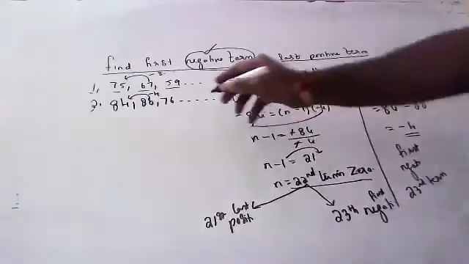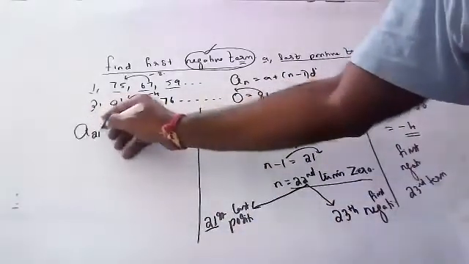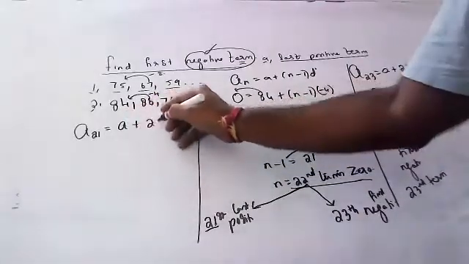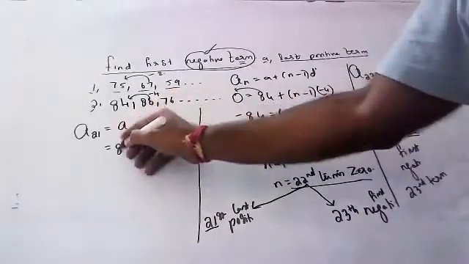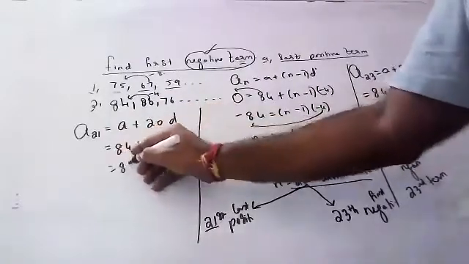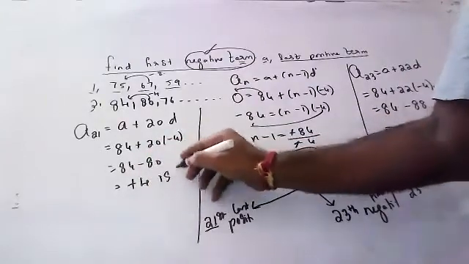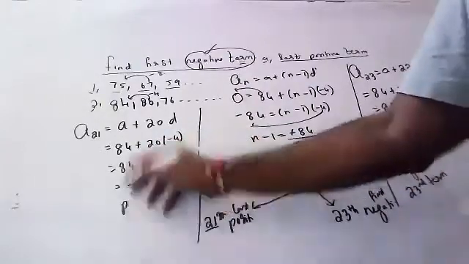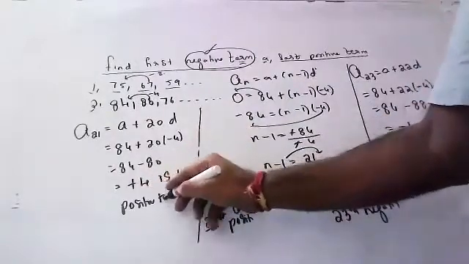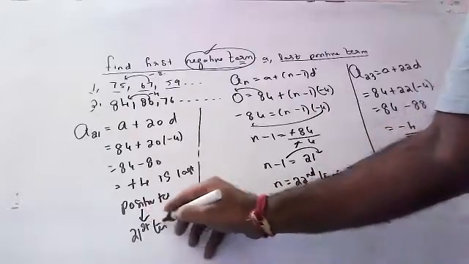And let's find out the last positive term also, children. A21. A21 is how much? a plus 20d. That is 84 plus 20 into minus 4. So 84 minus 80, so plus 4 is the last positive term in this series. This is the last positive term, which is indirectly the 21st term of the series.